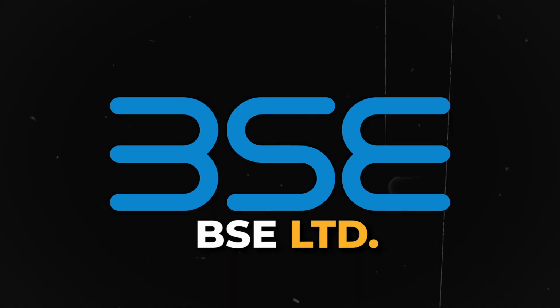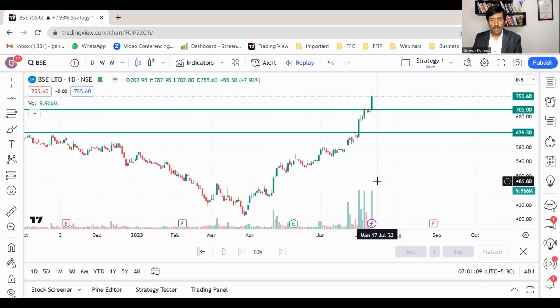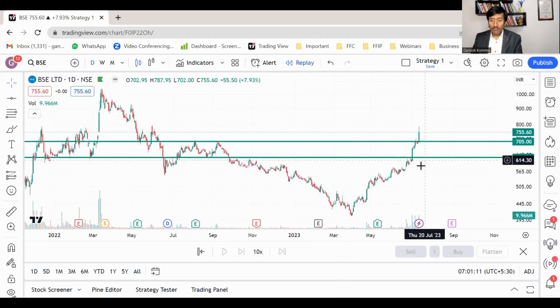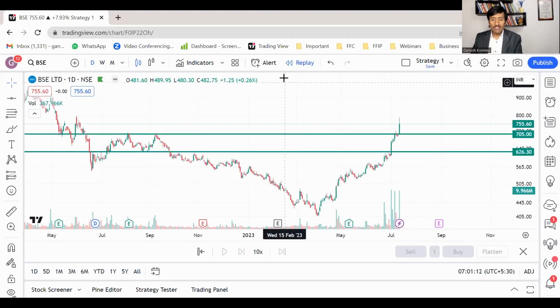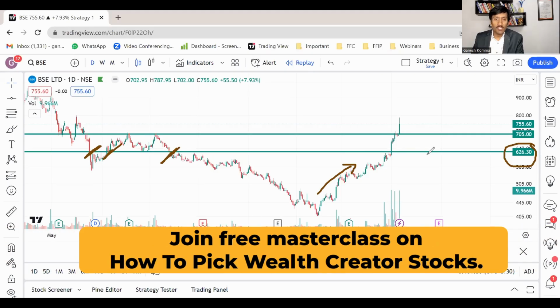Let me take one more example, BSE Limited, Bombay Stock Exchange Limited. As you see here, the stock is advancing at this level, and 626.30 is the resistance for the stock, because from July 22, even in August, even in October 22, connecting all these things, you are drawing your resistance level here at 626.